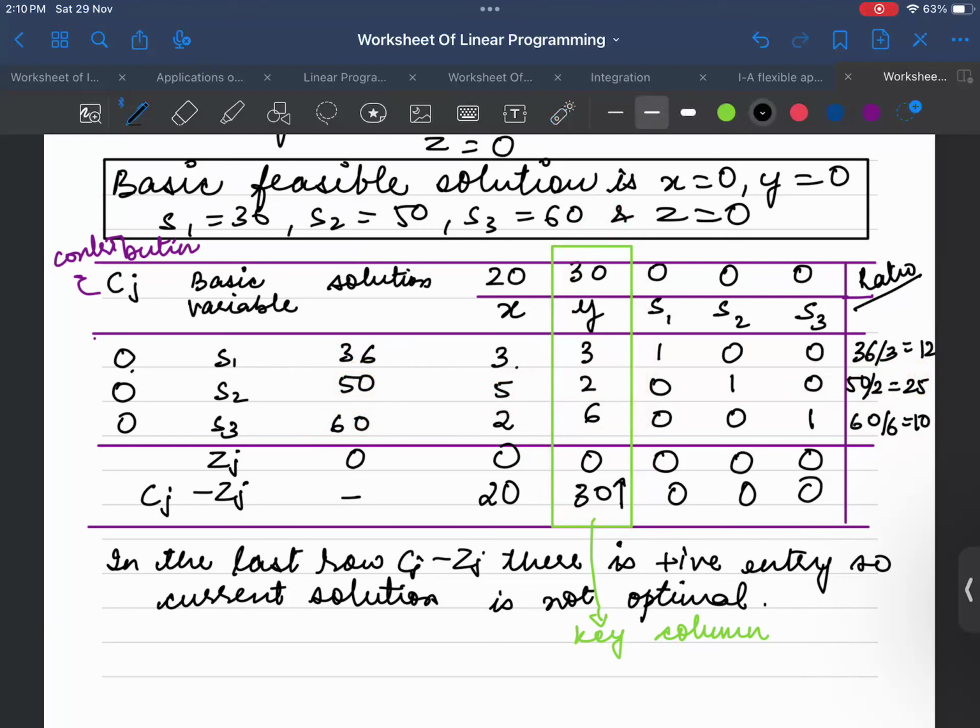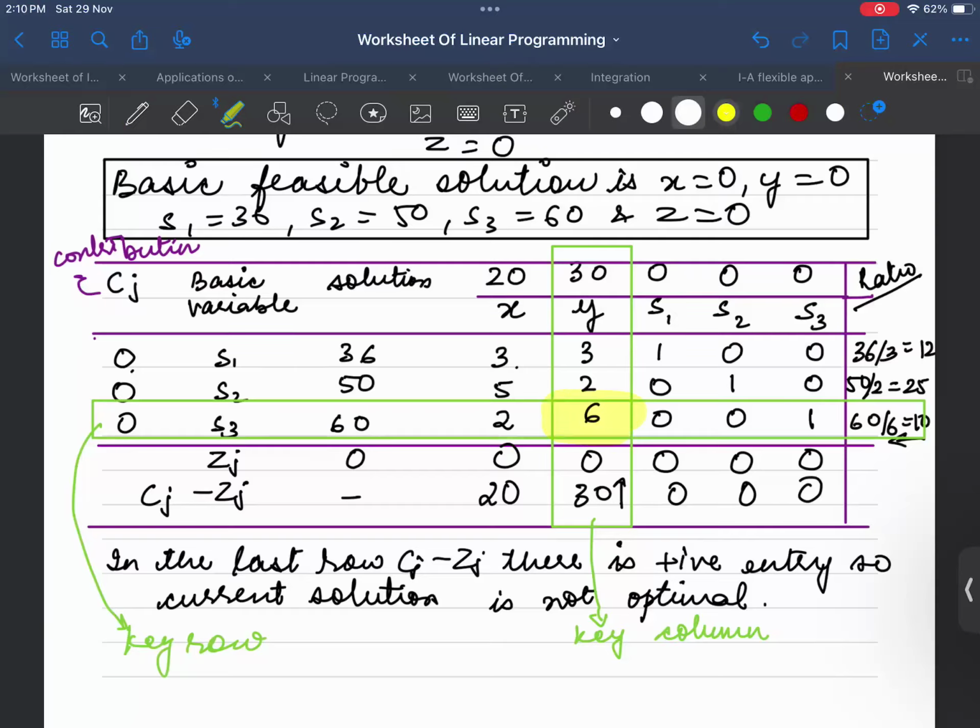Now, we have to see which one is a minimum, which is contributing minimum, this one, S3, 10. Then this 10 would be my departing variable. Or I will consider this as my key row. Is it clear? Now, this is the key row. And the number which is at the intersection of both, that is 6. This would be my key number. This is a key number.